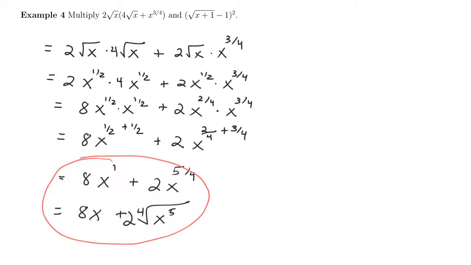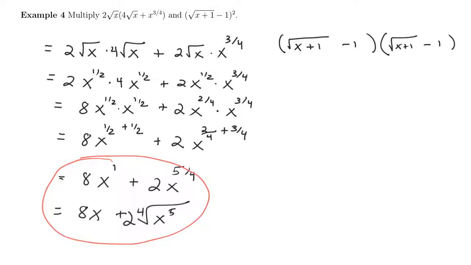So for the second piece, which is squaring out this term here, I'm going to write this expression down twice because I think I'm going to have to FOIL to multiply this thing out. So let's try that out. I have the square root of x plus 1 minus 1 times the square root of x plus 1 minus 1.